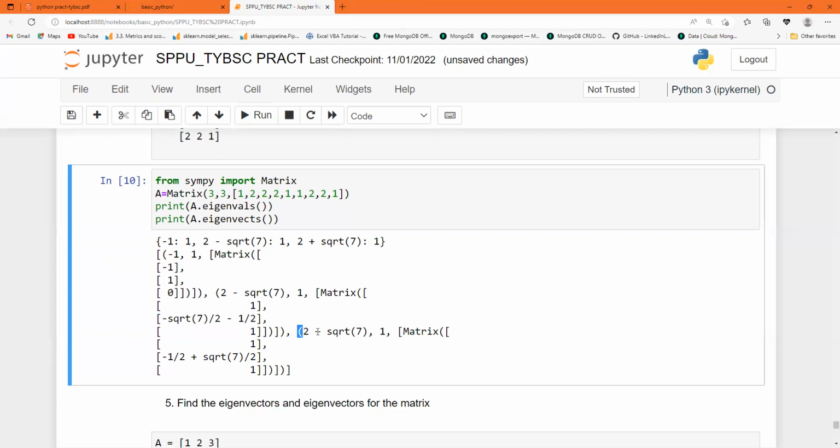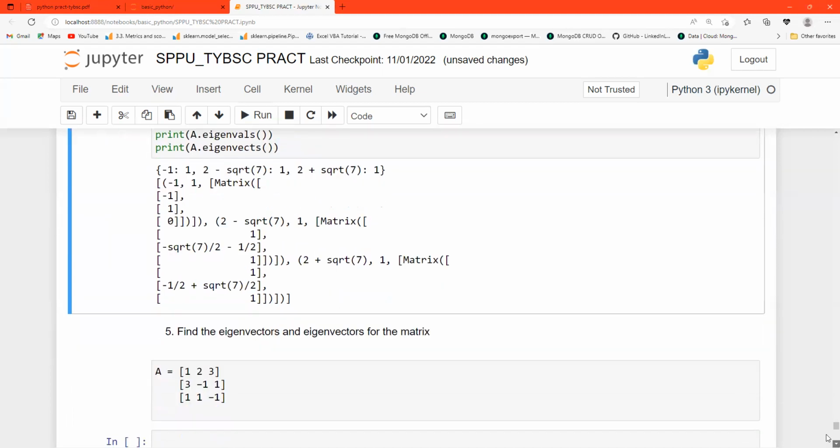The third eigenvalue is 2 plus square root 7, and it repeats only 1 time. So one is the algebraic multiplicity of this eigenvalue. And you will get the eigenvector as 1, minus 1 by 2 plus square root 7 upon 2, and 1. Okay. So these are the eigenvectors for the given matrix.